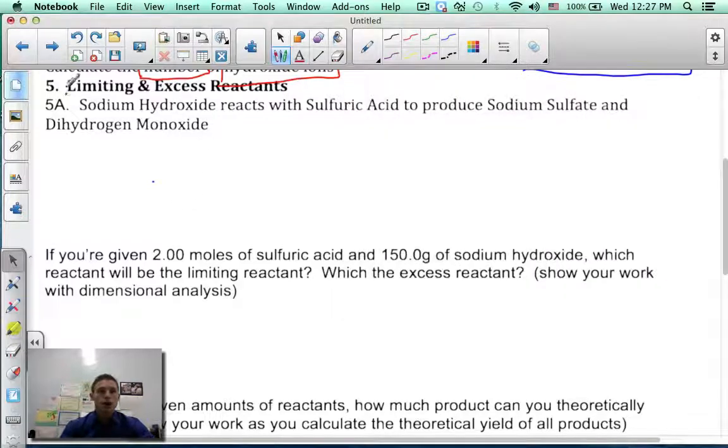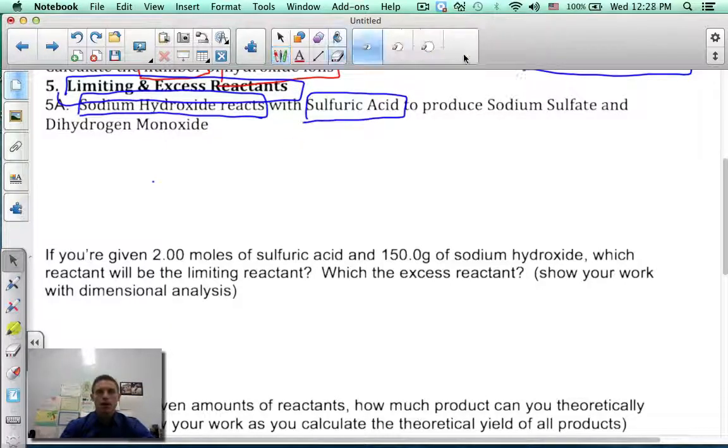Alright guys, this problem is going to deal with limiting and excess reactants. So first thing, for a reaction to occur, you need a reaction. So what are our reactants? We're going to react sodium hydroxide with sulfuric acid. Okay? And I'm just going to erase that line that I kind of put through there. There we go. Okay, so what is sodium hydroxide?